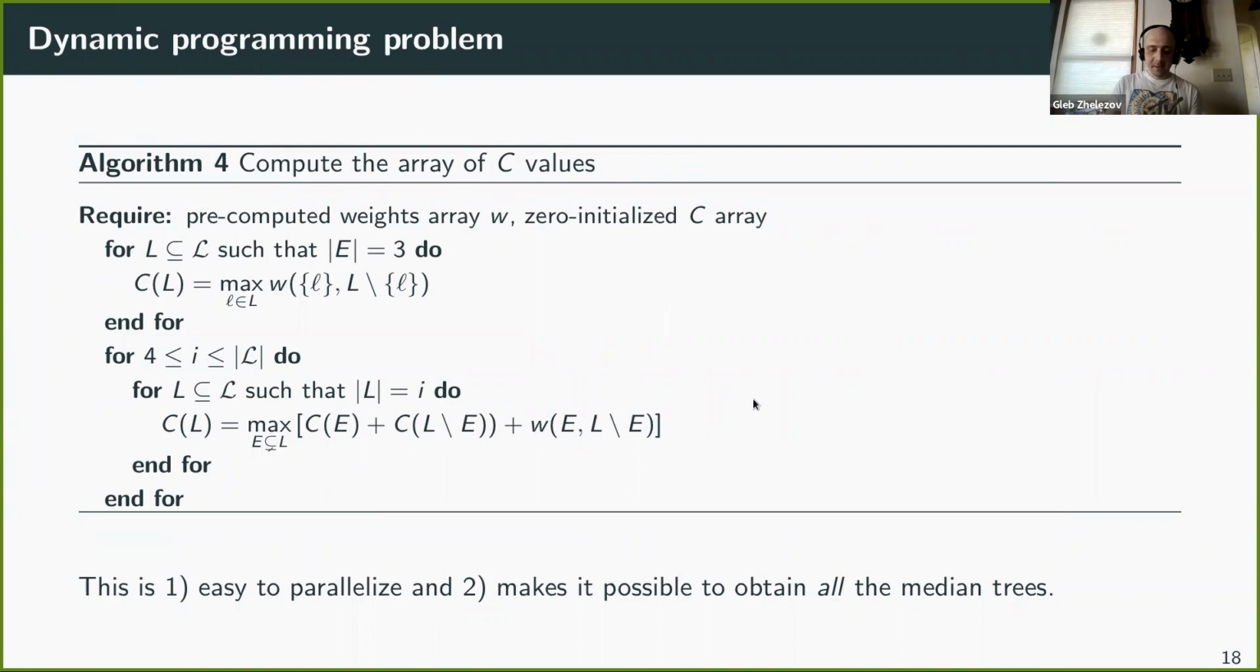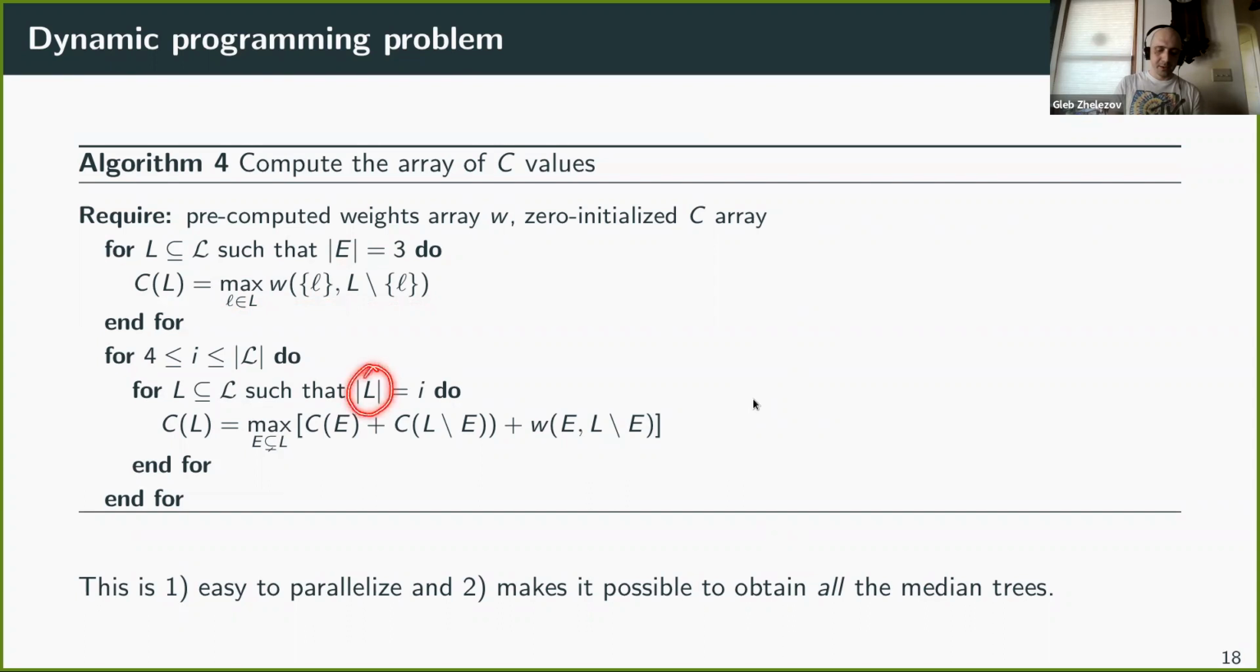That's how it works. And so this is the algorithm. Like I was saying, you pre-compute the weights array like we just talked about. You zero initialize the C array, and then for every set of 3 taxa labels, you perform 3 lookups and you find the maximum. You stick it in, and you're done. Once you've done that, you can do this iteratively.